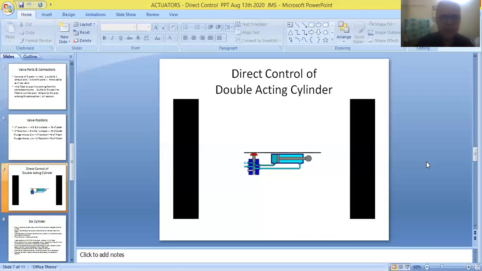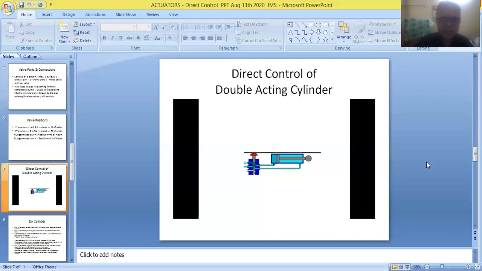So supply of fluid from this pipeline will be moving the piston in the forward direction, and this pipeline will be sending back the fluid into the DC valve. And in the second phase of operation, this pipeline will be supplying fluid to the right hand side of the piston, and this pipeline will be receiving fluid coming out of the left hand side of the piston. So friends, the first operation is for doing the forward stroke of the piston, and the second operation is for performing the return stroke of the piston.